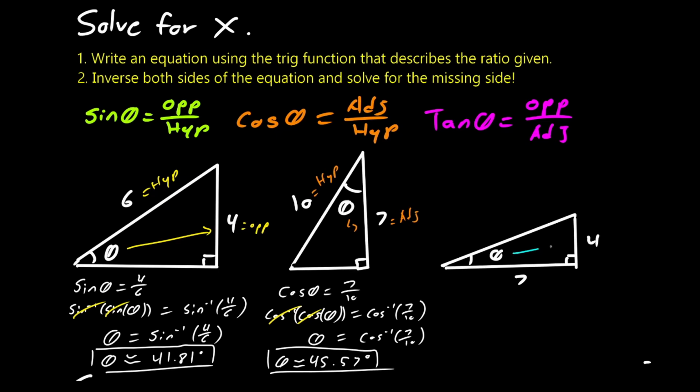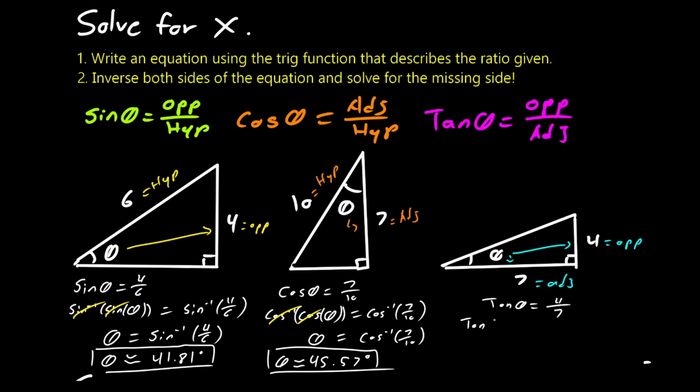So since this one's the opposite to the angle, 4 is equal to the opposite, and since this side is right next to the angle, it is the adjacent. Do we have a ratio that describes the opposite to the adjacent? Oh, it's tangent. So we can write tangent of theta is equal to the opposite over the adjacent.